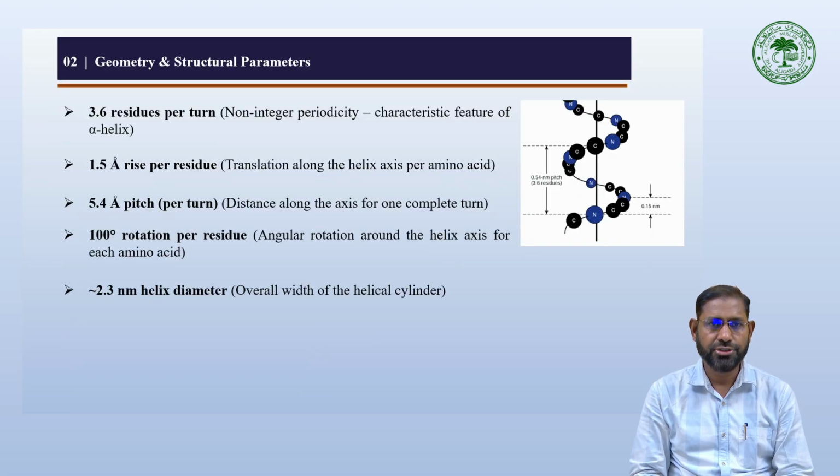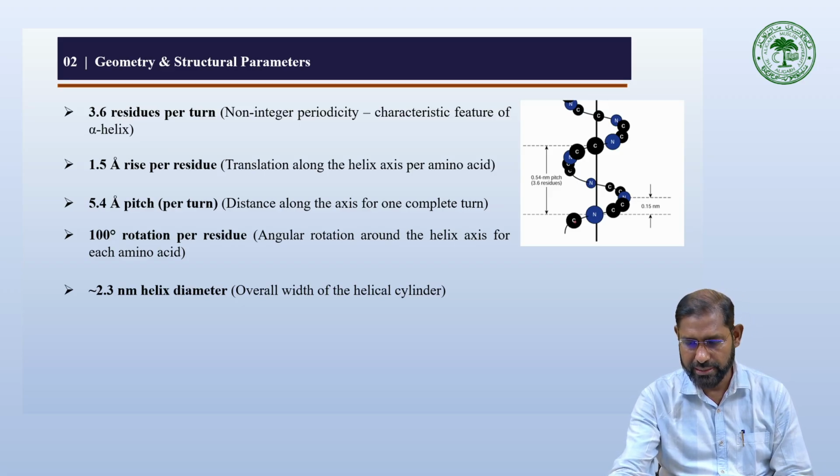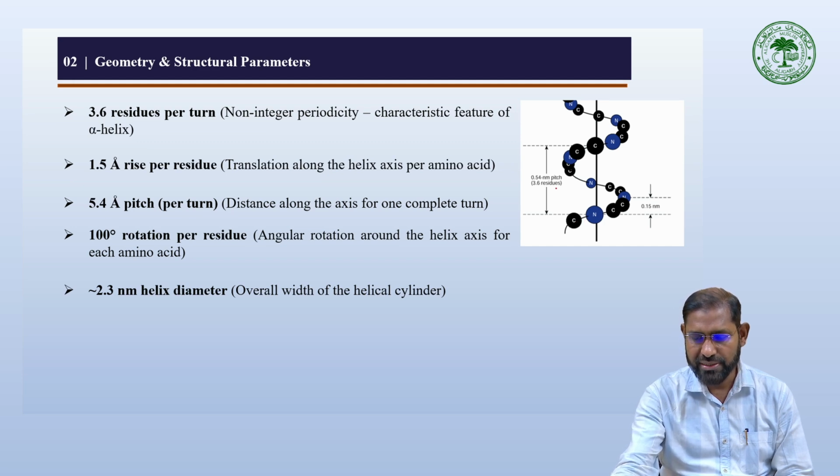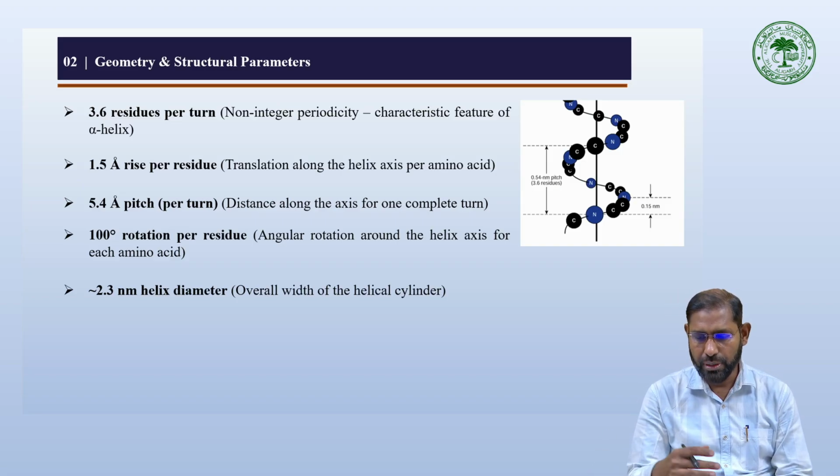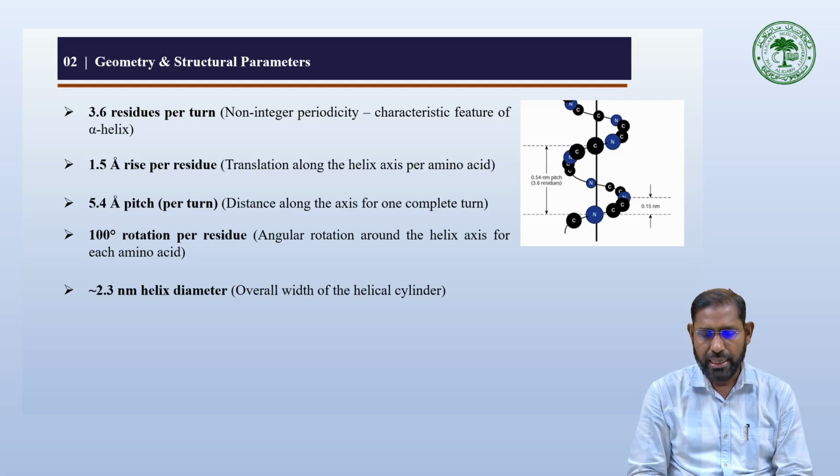Now, geometry and structural parameters. It has 3.6 residues per turn, meaning non-integer periodicity, a characteristic feature of the alpha helix. The 3.6 residues is not a complete 4 or a complete 3. Each rise is 1.5 angstrom, a translation along the helix axis per amino acid.